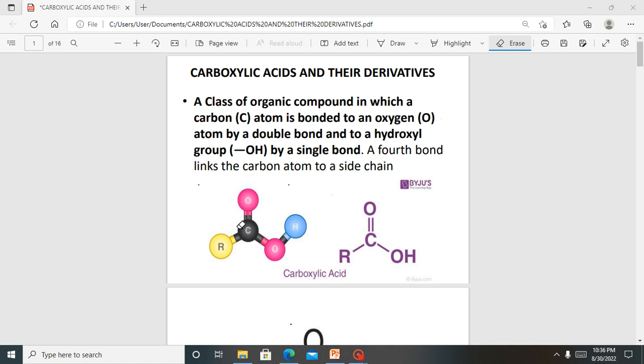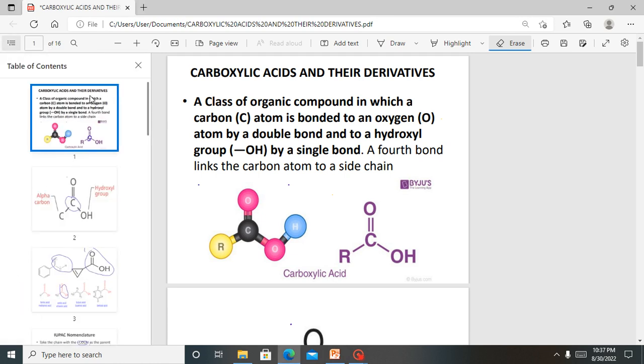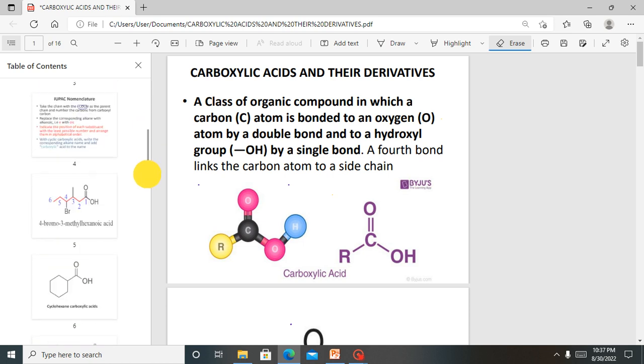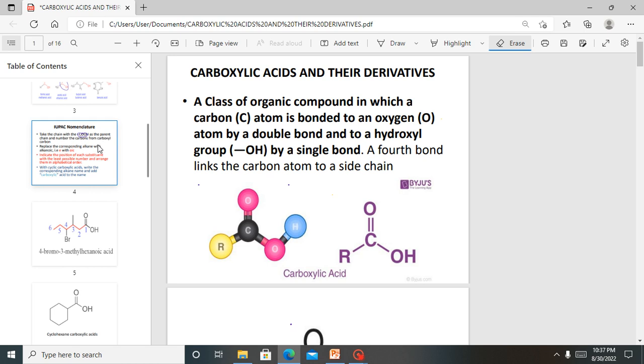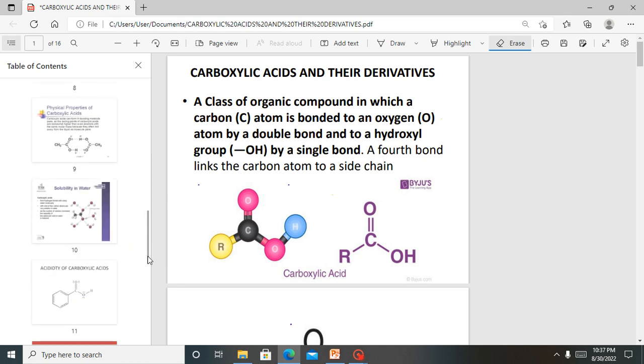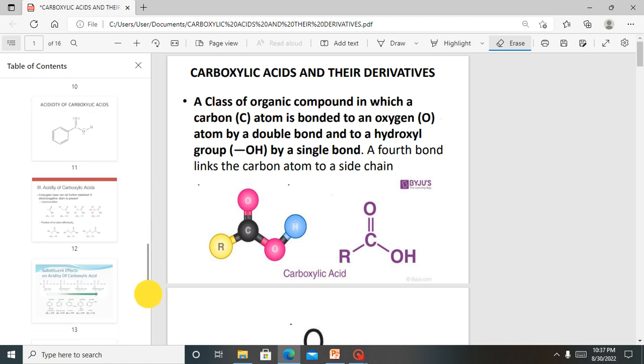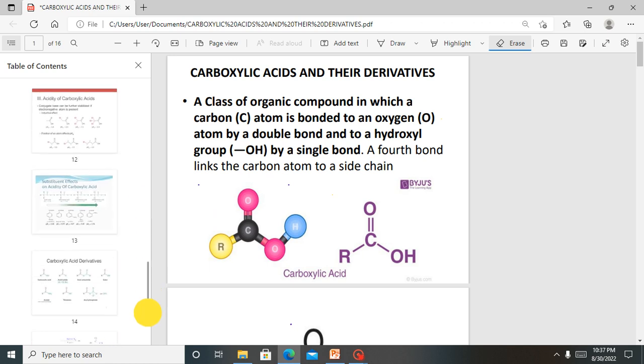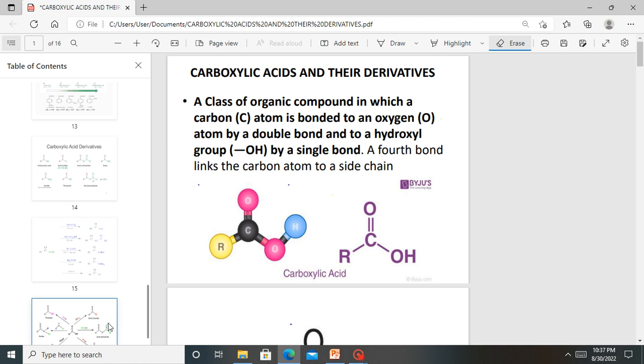In today's lesson, we are going to look at carboxylic acids and their derivatives. We will first look at the structure of the carboxylic acid functional group, then continue with IUPAC nomenclature of carboxylic acids with some examples. We will continue with the physical properties of carboxylic acids, including their boiling points, their solubilities, and also their acidities. Then end with carboxylic acid derivatives and how they are synthesized.